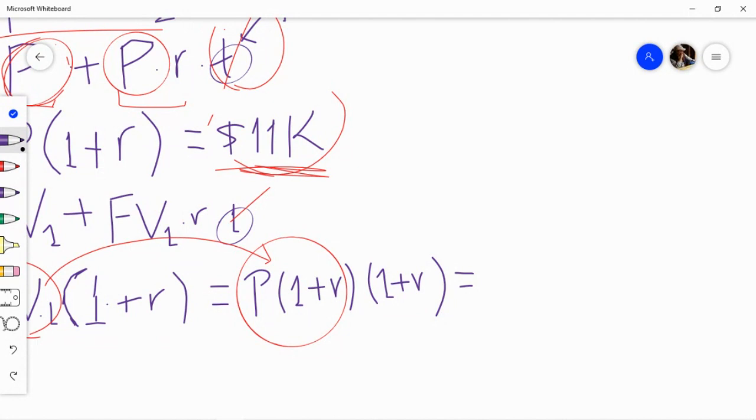So you multiply 1 plus r times 1 plus r, and that will be 1 plus r squared. Yes, so it should be P times 1 plus r squared, right? P times 1 plus r squared.